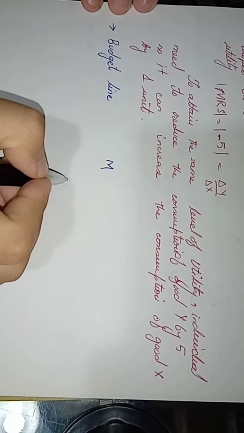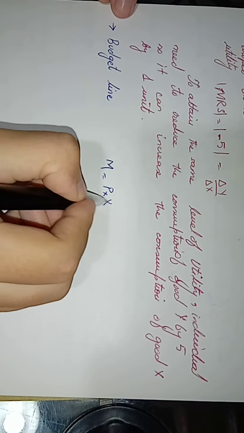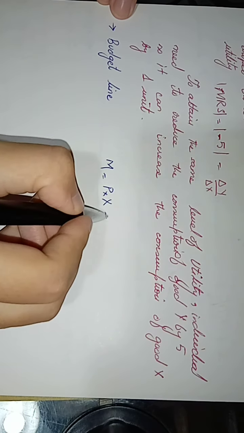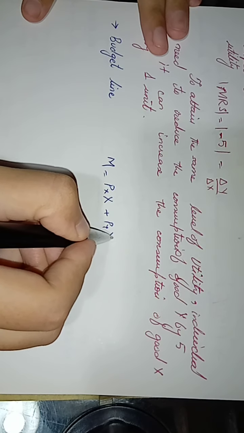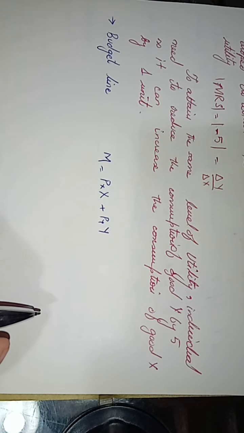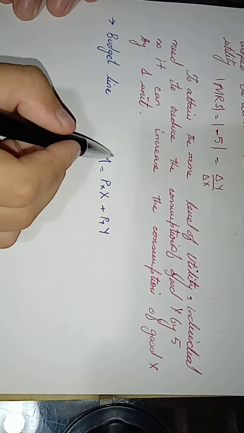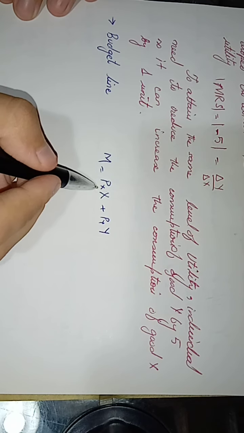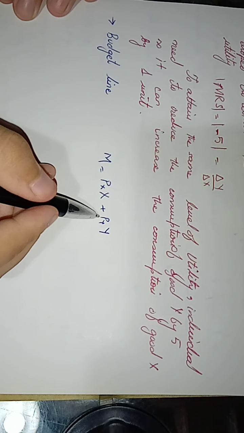The M is our income, price of x, the good x is the quantity of good x, plus price of y, the price of good y, and y is the quantity of y. Okay. Now in this we can see that income is divided into expenditures made on two goods, and prices are also over here.